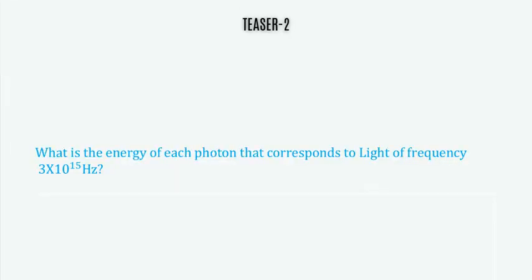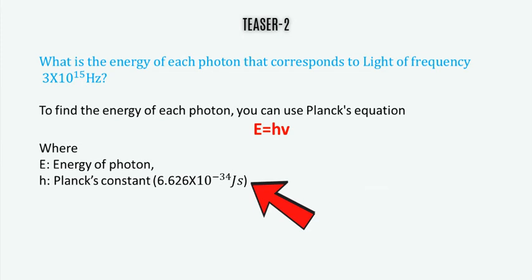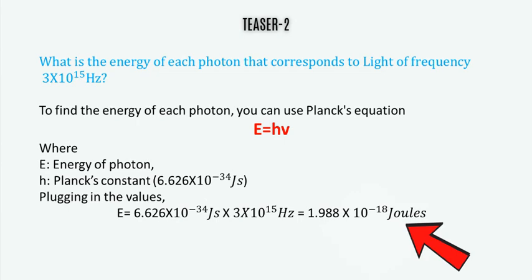Teaser 2. What is the energy of each photon that corresponds to light of frequency 3 × 10^15 hertz? To find the energy of each photon, you can use Planck's equation, E = hν, where E is the energy of the photon, h is Planck's constant, 6.6 × 10^-34 joule second. Plugging in the values, E = 6.6 × 10^-34 joule second multiplied by 3 × 10^15 hertz, which is equal to 1.988 × 10^-18 joules.